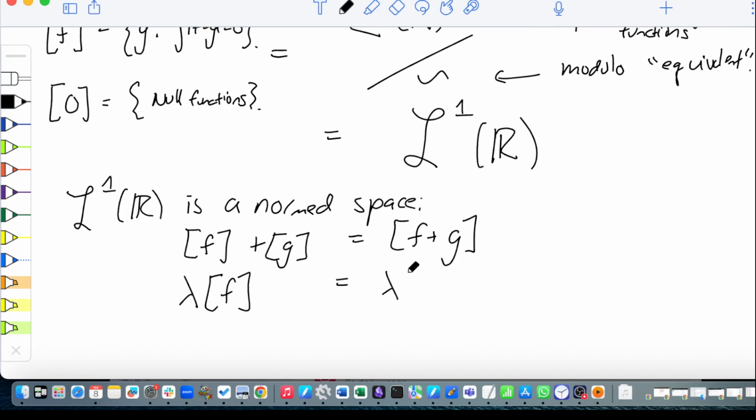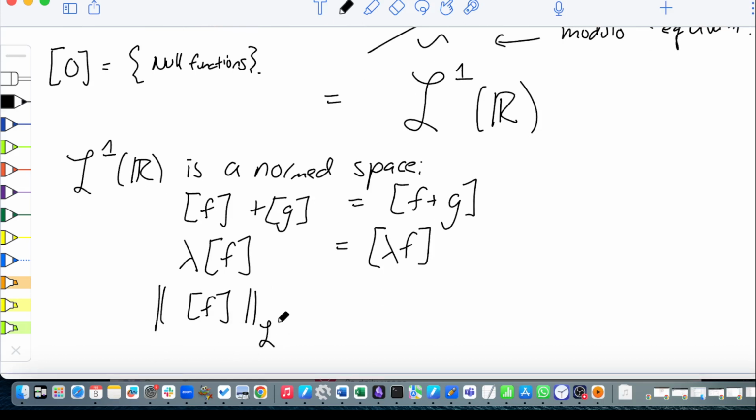So that's lambda f. And if you want to do the norm, this is, I guess, the last thing to do. So you take the equivalence class, you take the norm in L1. What you do is that's just the norm of f in ordinary L1. And this last one, I guess, technically is the only one that you would have to check something. The other two, as long as it's an equivalence relationship, will work. But this one, maybe it's not defined.